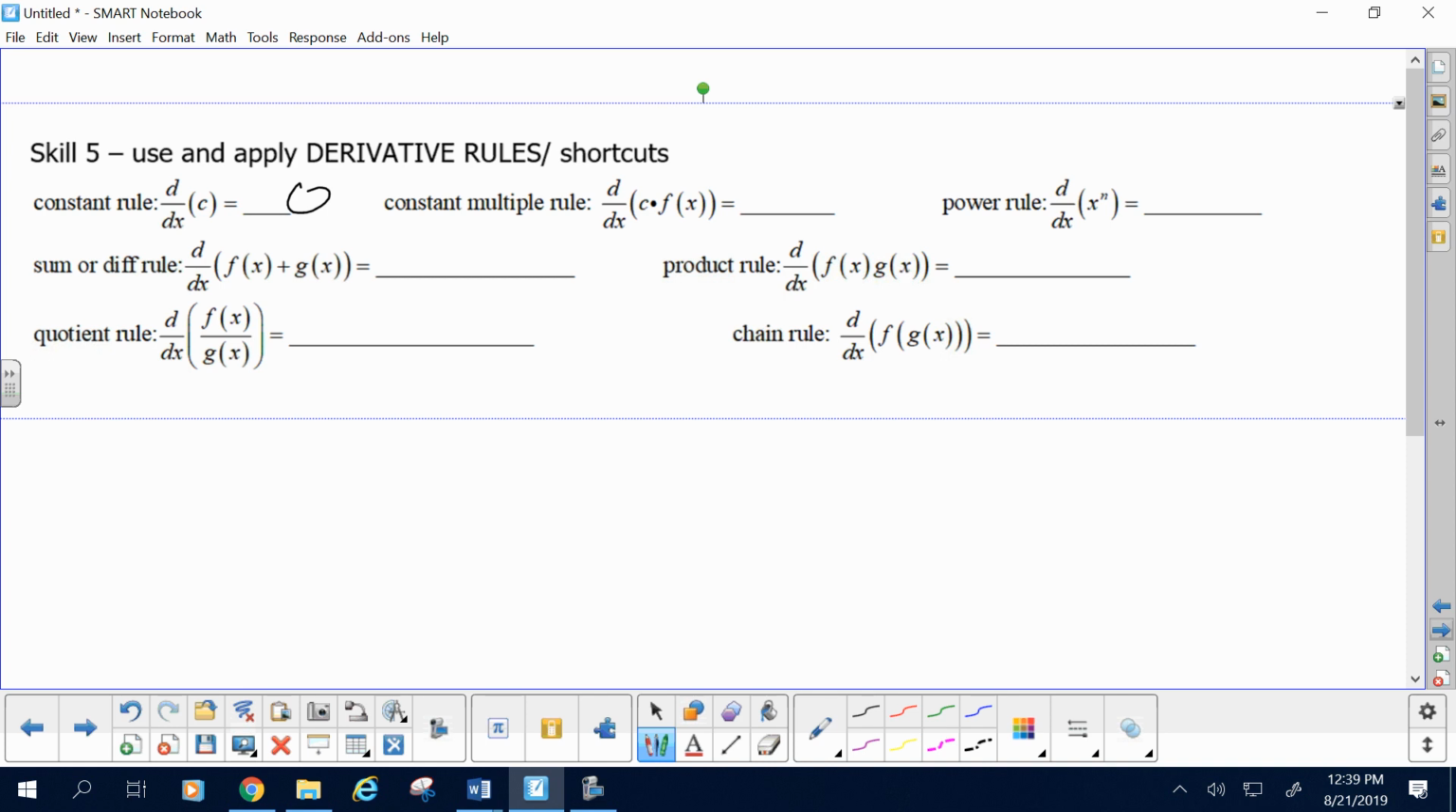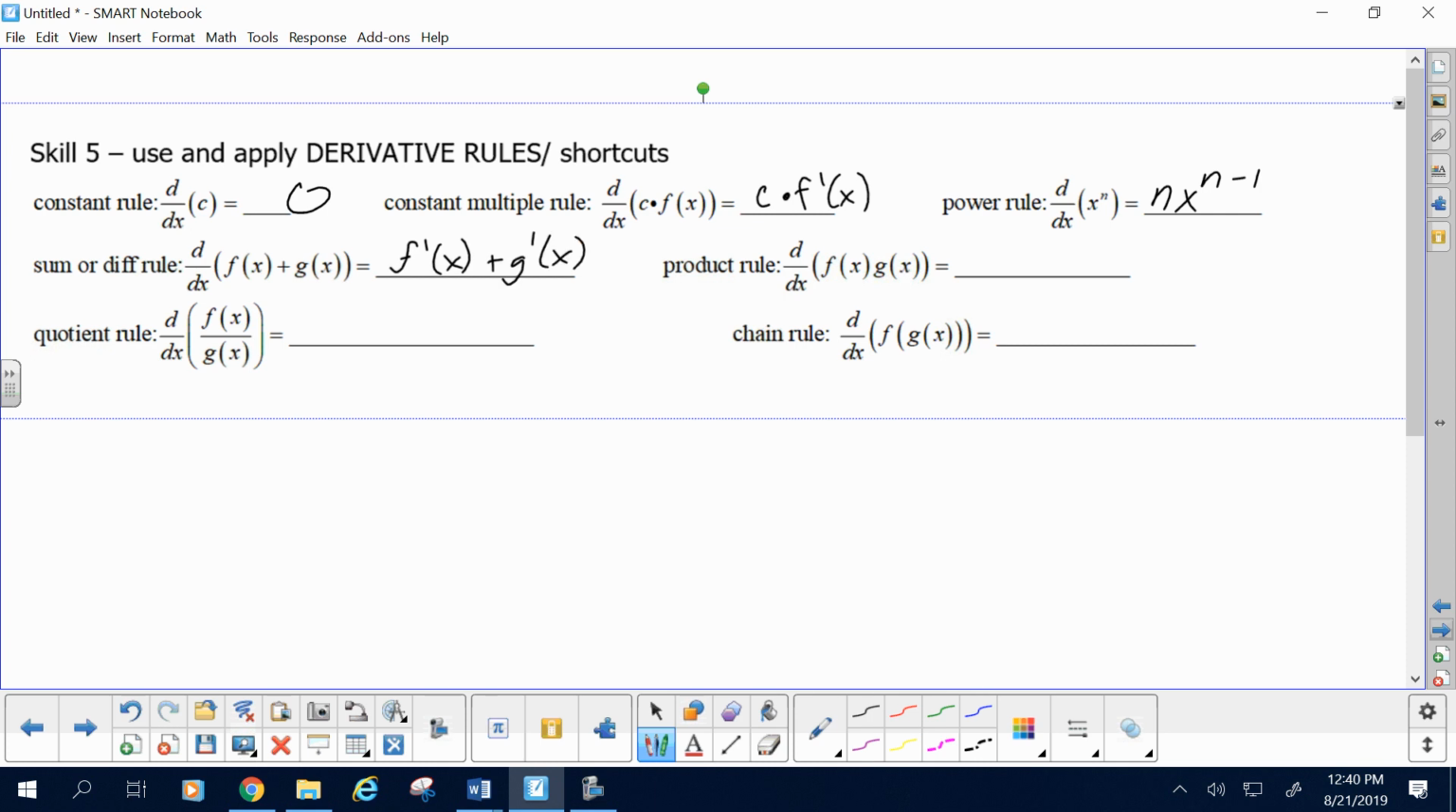What's the derivative of a constant? 0. What's the derivative if you have a coefficient times a function? What's the process when you have a coefficient? The coefficient stays out front, and you just take the derivative of the function itself, right? What's the power rule? Derivative of x to a power: bring the power down, reduce it by 1. Clear shortcut in all mathematics. What's the derivative of a sum? The derivative of a sum is the sum of the derivatives.